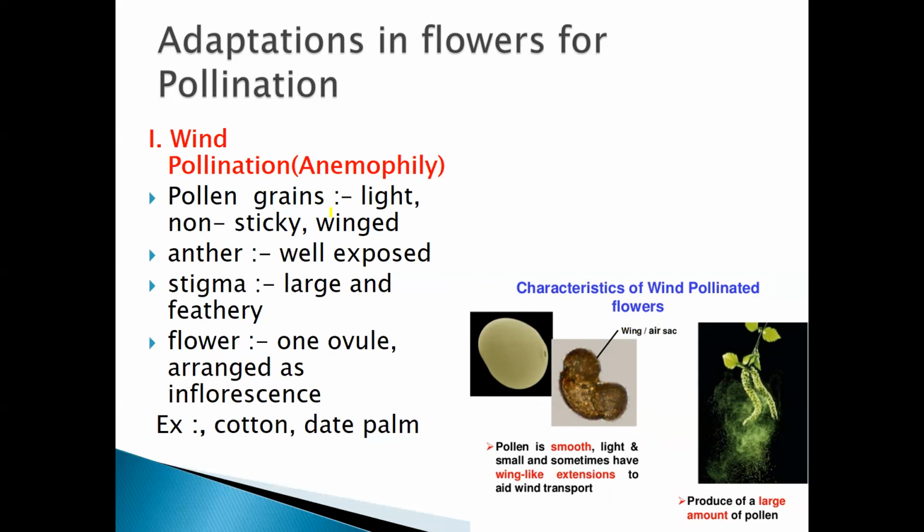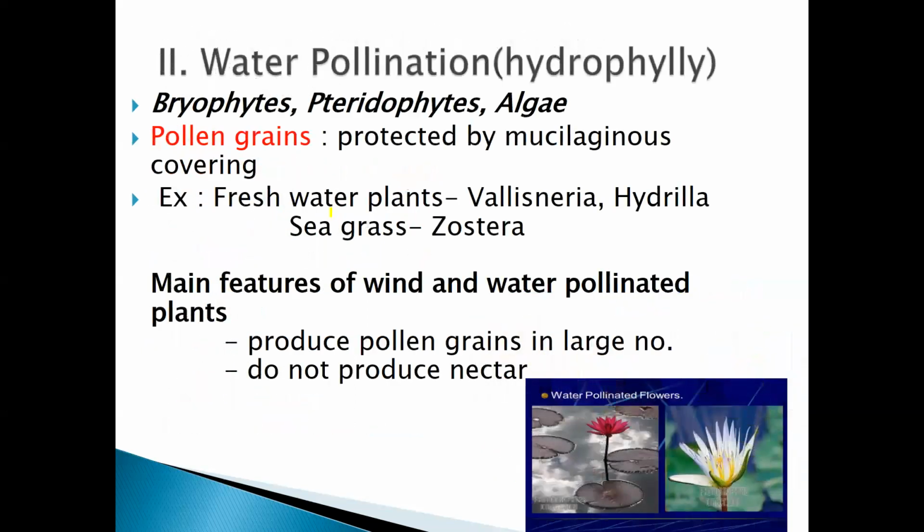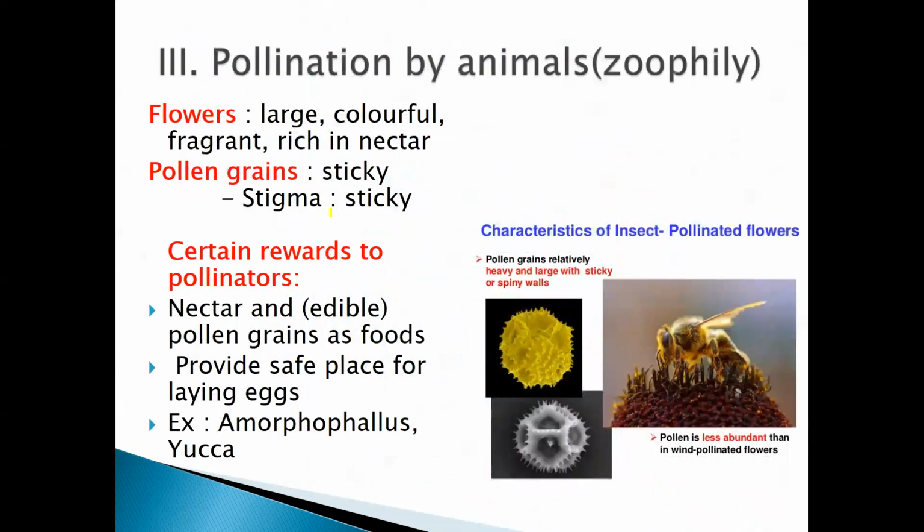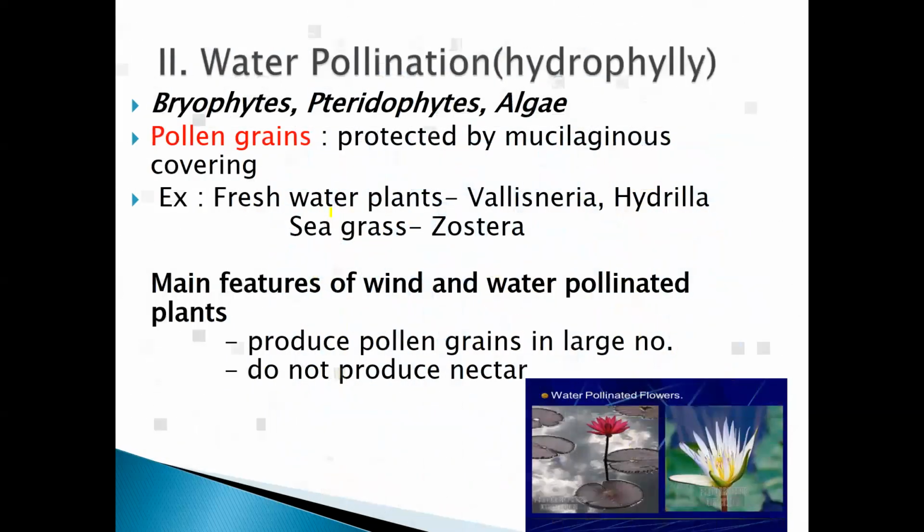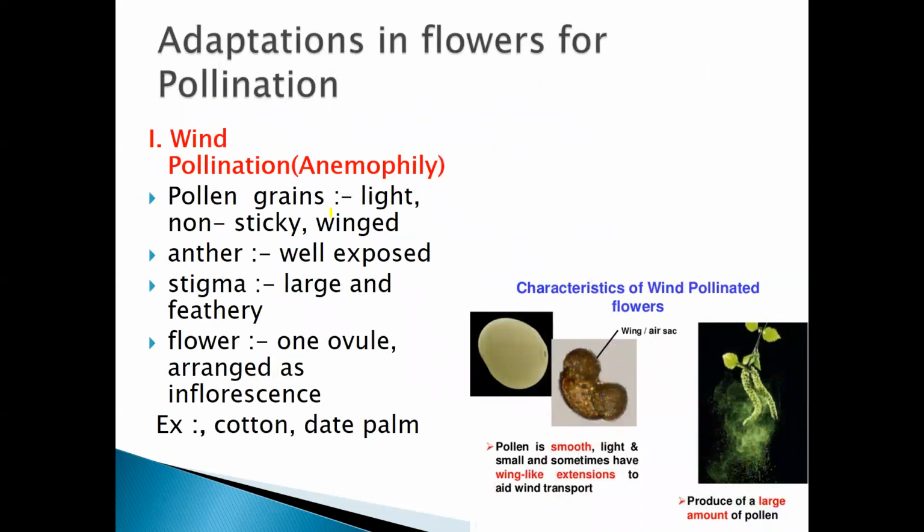Now, do not get confused. Anemophily is nothing but the wind pollination process, and anemophily is not animal pollination. Always remember, anemophily means wind pollination. It is not an animal. Animal is zoophily. Wind pollination is anemophily. Next is water pollination, hydrophily, and there are some adaptations taken up by these plants which we will be studying in the later classes.